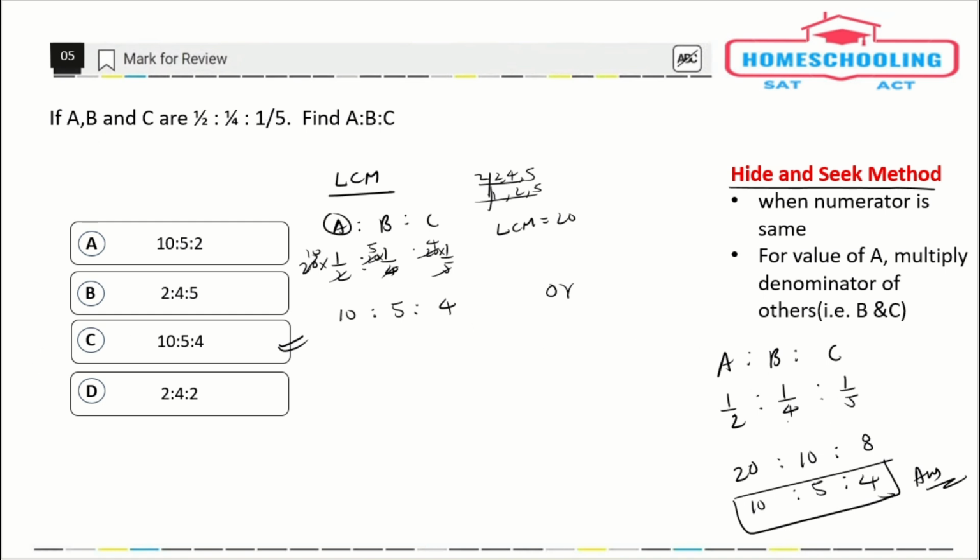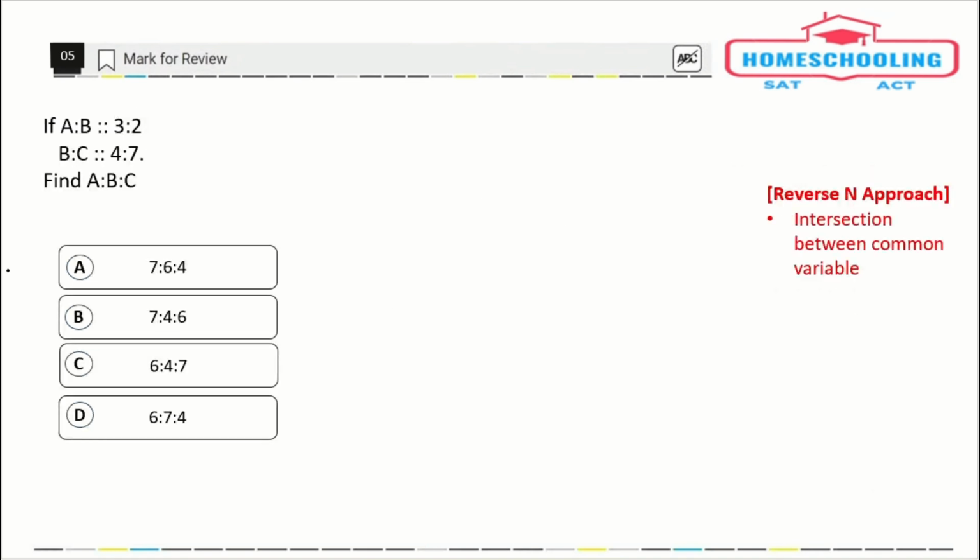Now moving to the next question. Here we can see A is to B is 3 is to 2, B is to C is 4 is to 7. We have to find what A, B, and C are. So there are two ways to approach it. First, we will take the simple method.